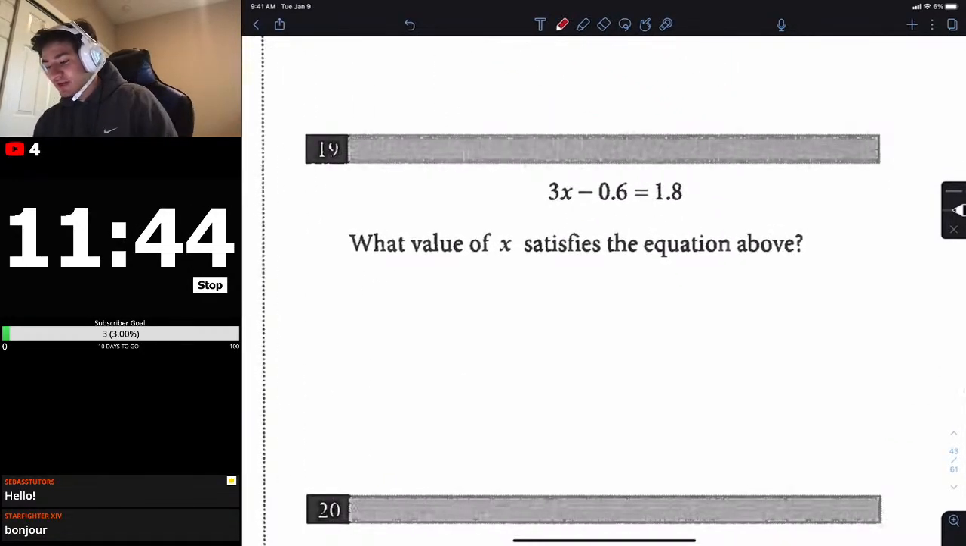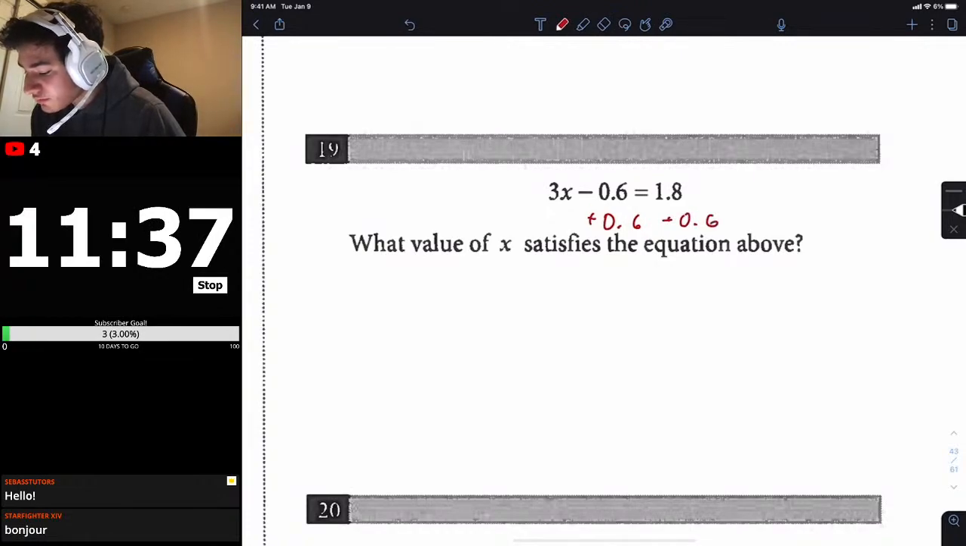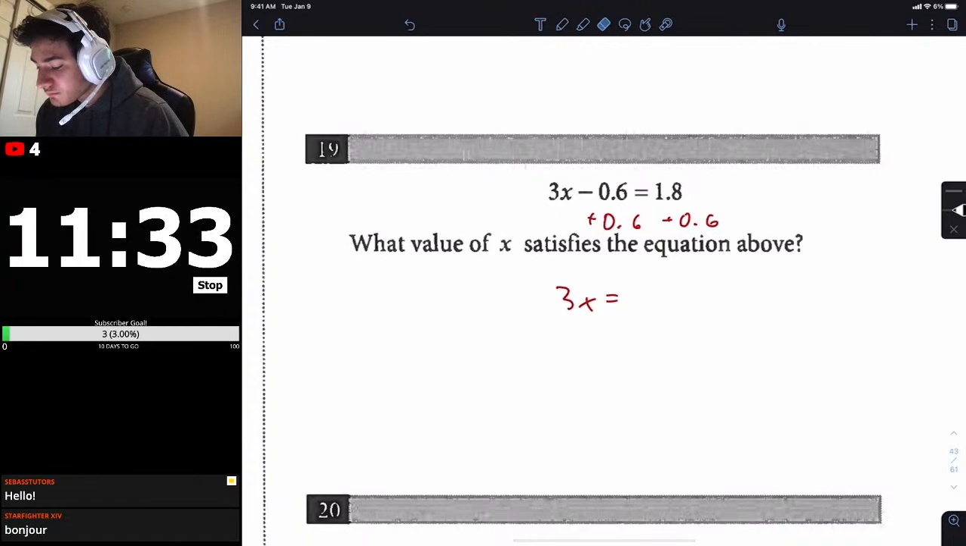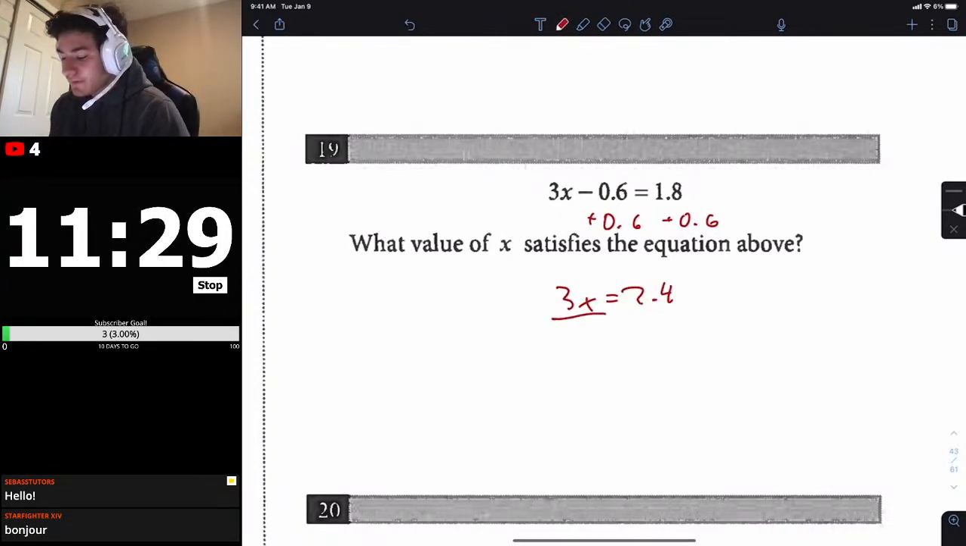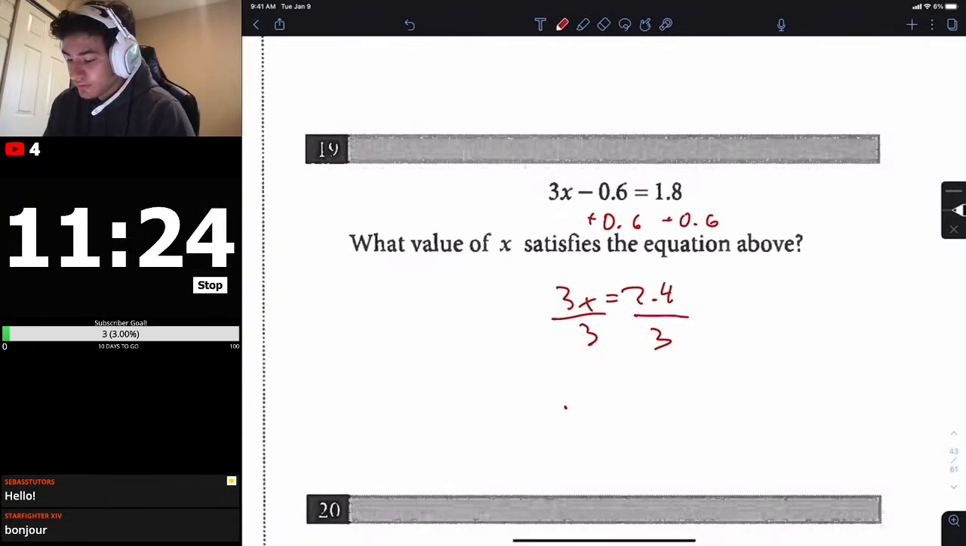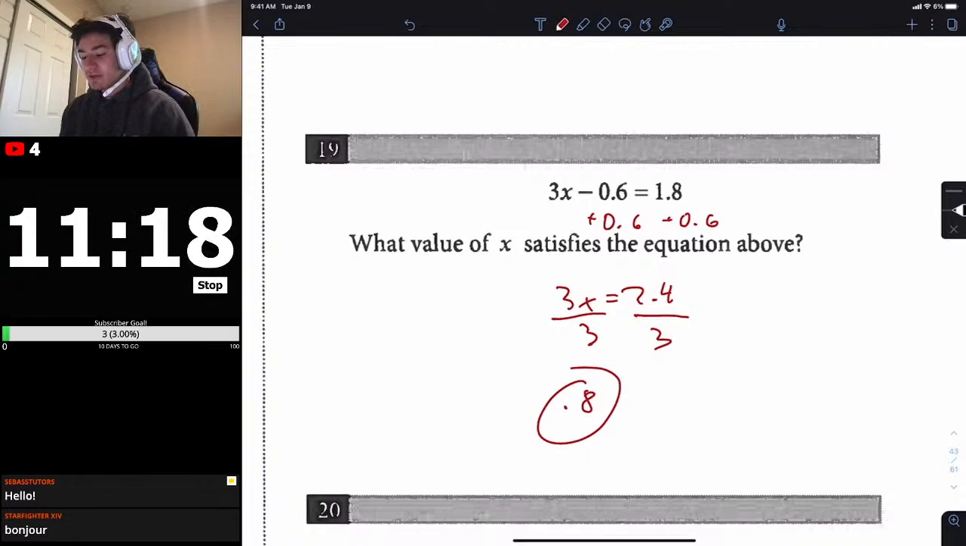All right, what value of x satisfies the equation above? Add over the 0.6. So we get 3x is equal to 2.4. Divide by 3. Oops, not 0.08. That should be 0.8. And we can verify that too, because 3 times 0.8 is going to be 2.4 minus 0.6 is 1.8. Check.